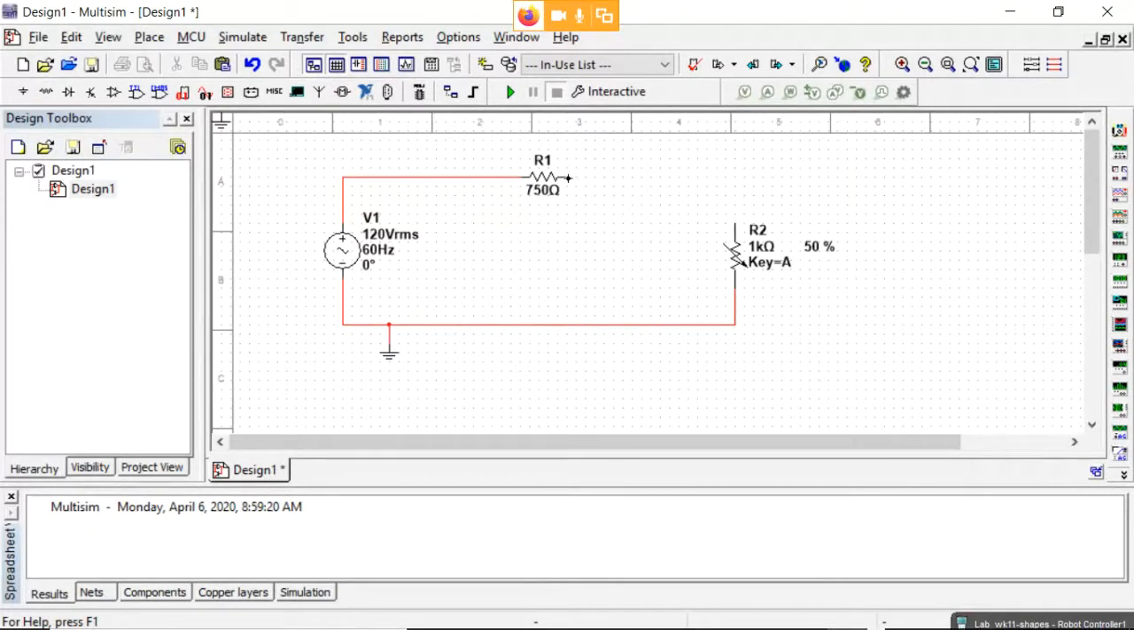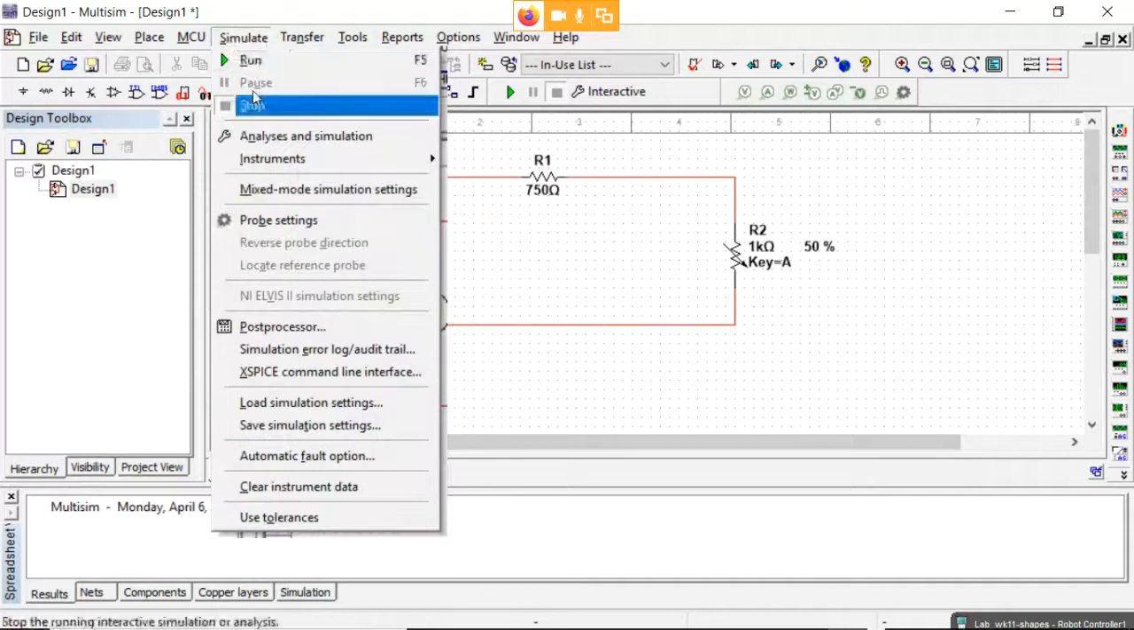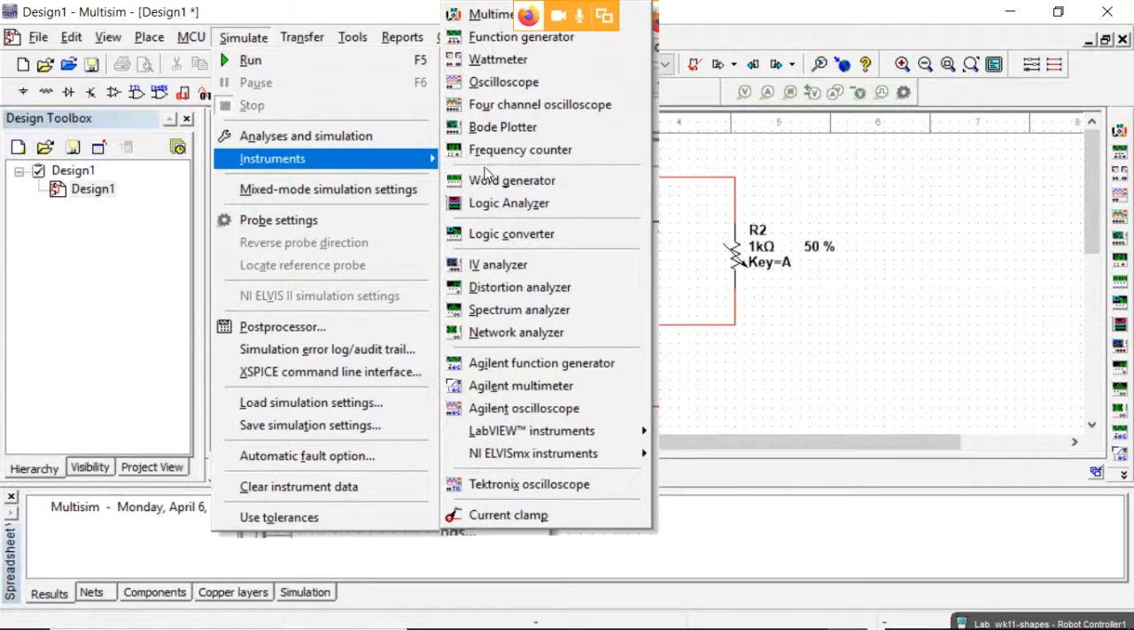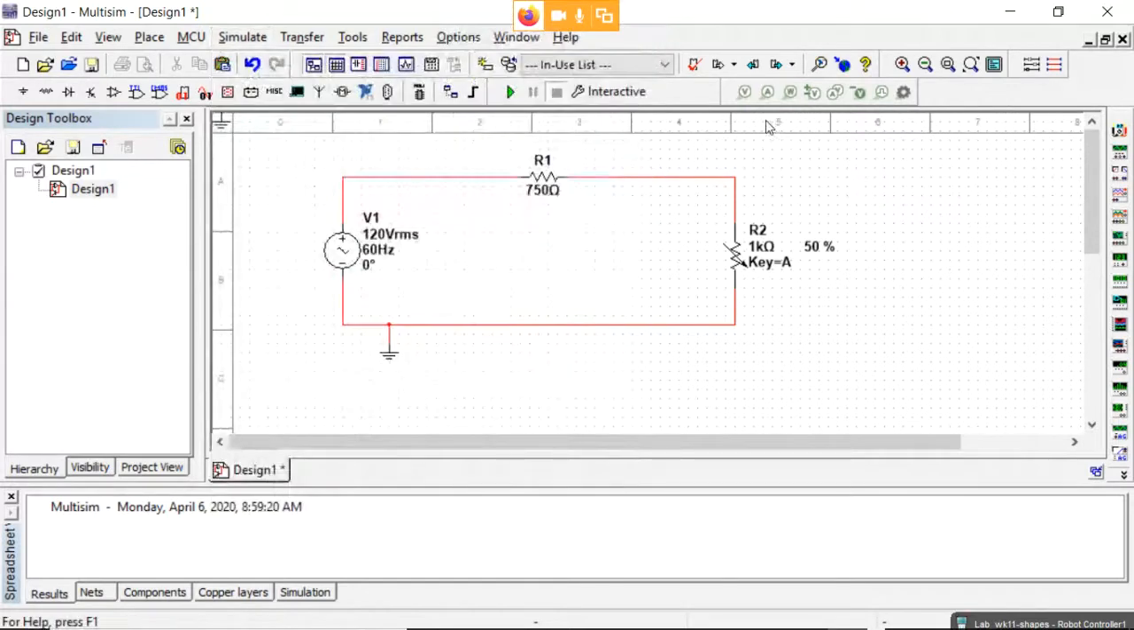So remember, to simulate, you must have that ground somewhere in the circuit. Okay, and then I'm going to come up here to simulate, and come over to instruments. Or, wait a minute, I actually think the best way is these probes. This is what I was looking for here. So I'm going to grab a probe.